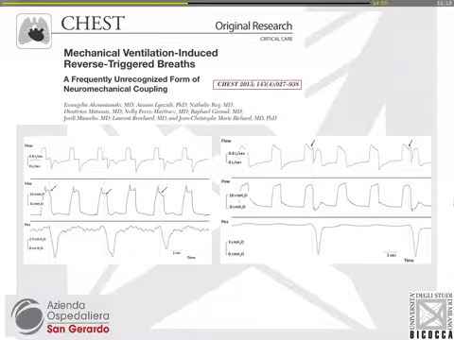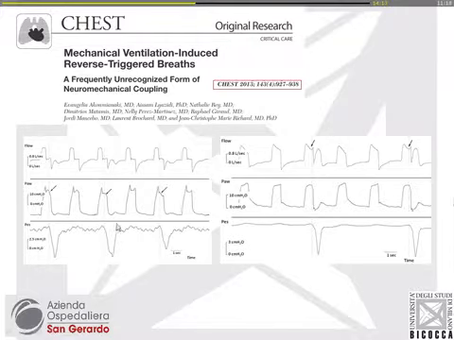The third form of asynchrony has just been described recently by, once again, the group of Laurent Brochard. And it's a very strange form of asynchrony. It's so-called reverse triggering. Here, this is volume control ventilation. You see square flow. The pressure goes up linearly, so it looks like everything is fine. And then, all of a sudden, we see that here the patient is inspiring.